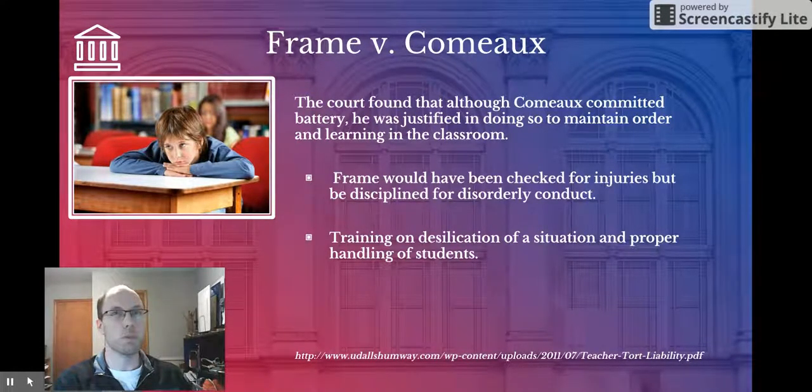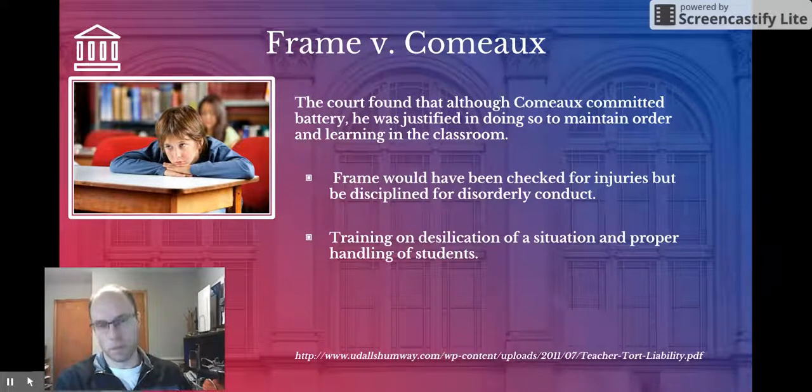I found this one fairly interesting because they did agree that he did commit battery, which is interesting, but he wasn't convicted of assault or anything like that because he was justified in doing so to maintain order in the classroom, in order to allow for learning to continue. I think in my school, it would have been very similar.